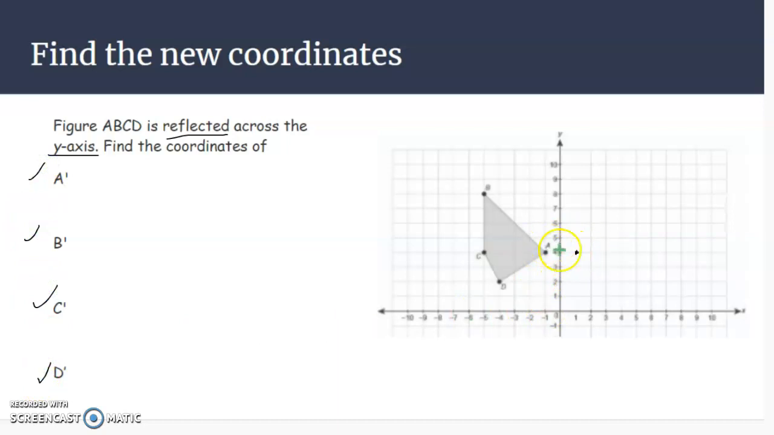Well, the mirror image of A is A prime. The mirror image of B is called B prime. Notice it's 1, 2, 3, 4, 5 units away from the y-axis. So I'll match that up here. Here's my B prime. C is right in line with A, and it's 1, 2, 3, 4 units away from A. So here's my C prime. And then finally D prime, 4 units here from the y-axis. 1, 2, 3, 4.